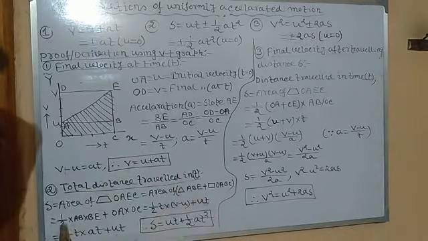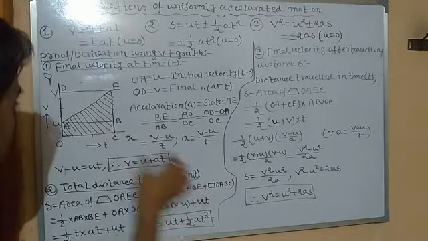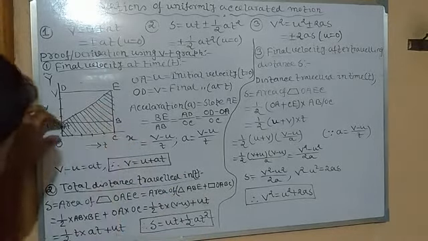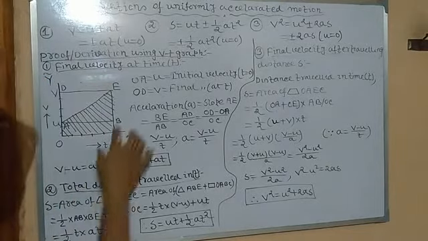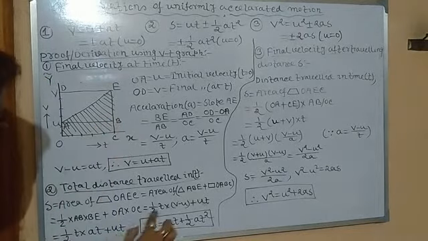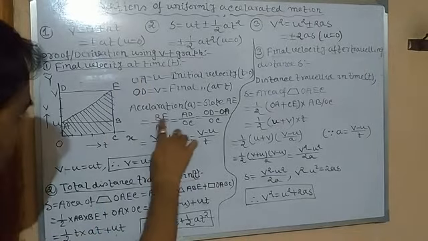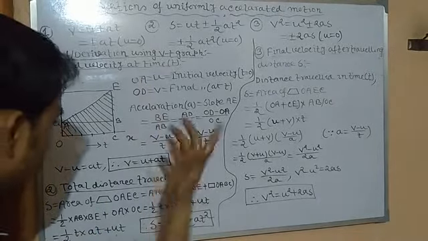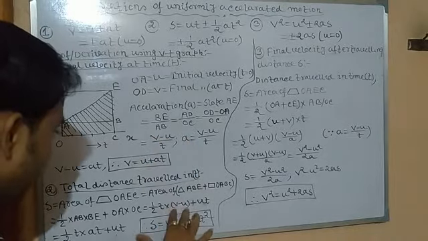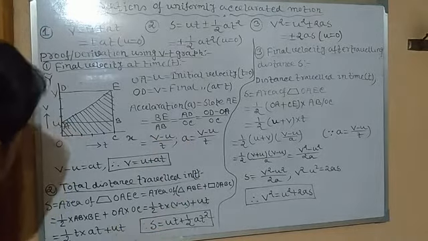Half base into height. So half AB into BE plus OABC, that is length into breadth, OA into OC. Clear? So half AB. What is AB? We have already got T. What is BE? We have already got BE, which is V minus U. We don't need to understand, just directly put V minus U. Plus OA into OC. What is OA?